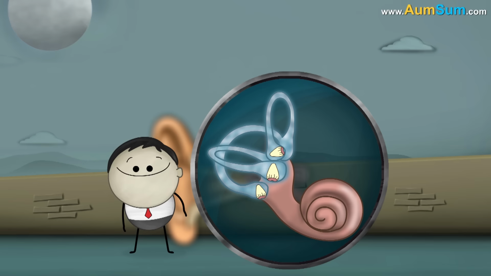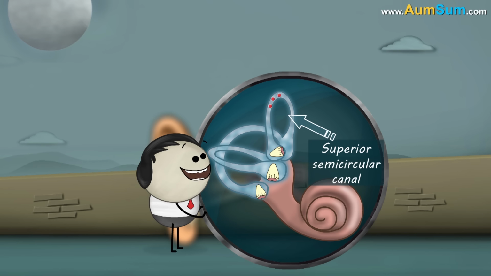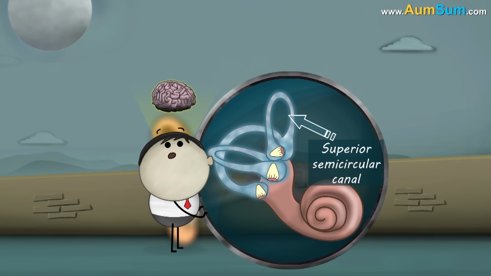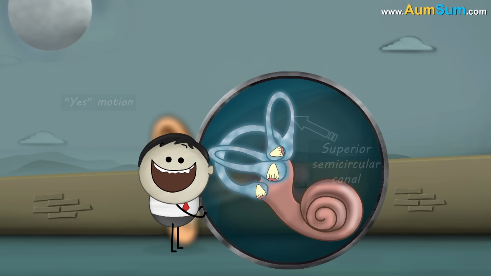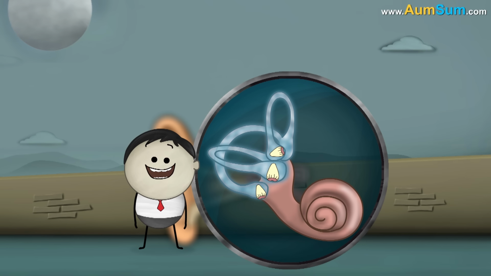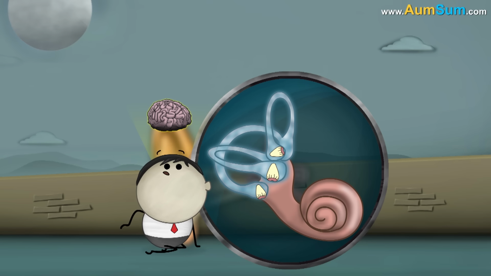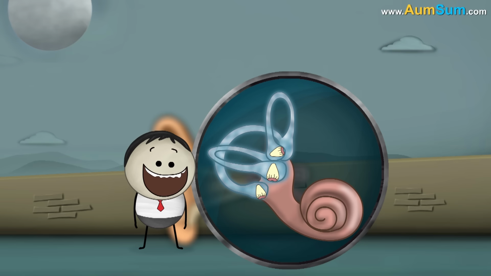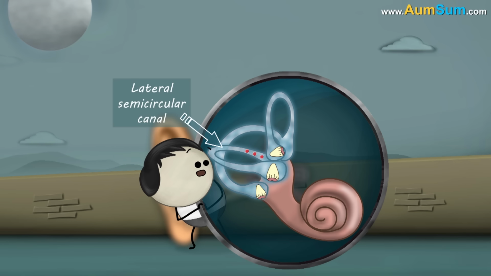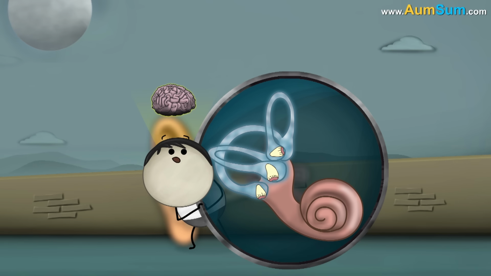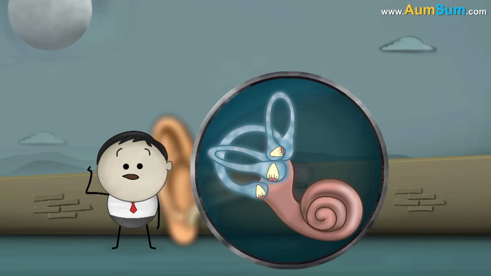Hooray! When we move our head up and down, the superior semicircular canal helps our brain to understand the yes motion. When we tilt our head towards our shoulders, the posterior semicircular canal helps our brain to understand the tilting motion. When we move our head from side to side, the lateral semicircular canal helps our brain to understand the no motion. It was too complicated, right? Okay, don't worry about it.